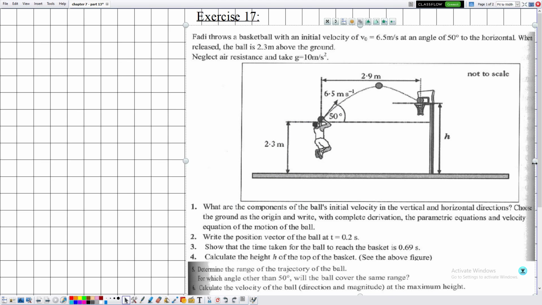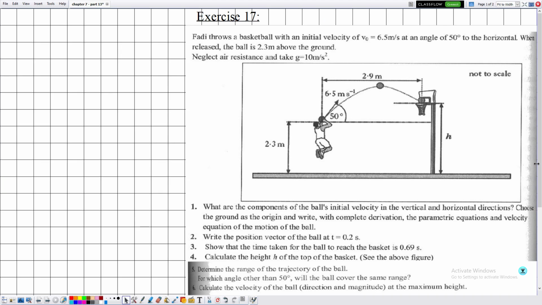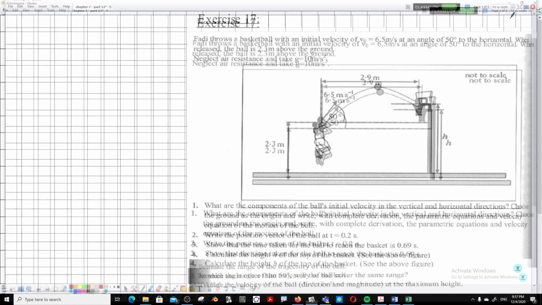Okay, hello everyone, in a new video. We have reached part 13 of chapter 7, which is the chapter of Newton's second law for grade 11 students. In this one we are going to solve some exercises on projectile motion.